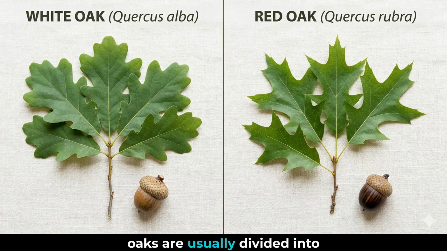Biologically, oaks are usually divided into major evolutionary groups, and in North America, the two biggest groups are white oaks and red oaks. White oaks generally have rounded leaf lobes without bristle tips, and their acorns mature in one growing season. Their wood also tends to be dense and resistant to rot. Red oaks usually have pointed lobes with tiny bristle tips, and their acorns take 2 growing seasons to mature. Red oaks often grow faster, but under certain conditions, they can also be more susceptible to decay.